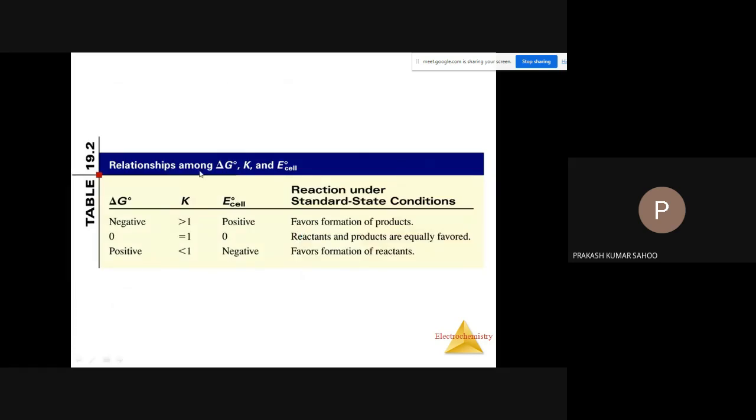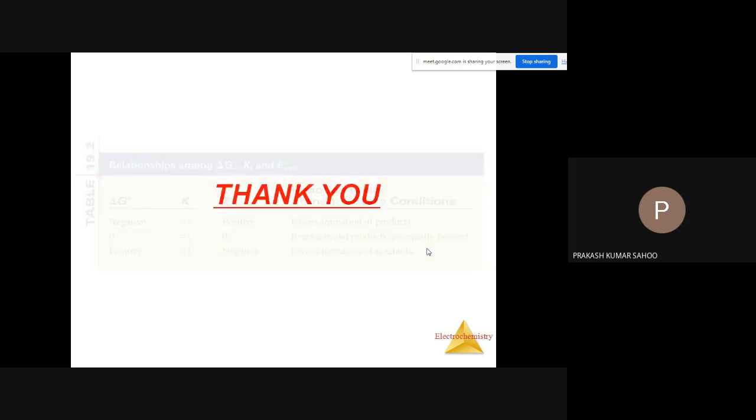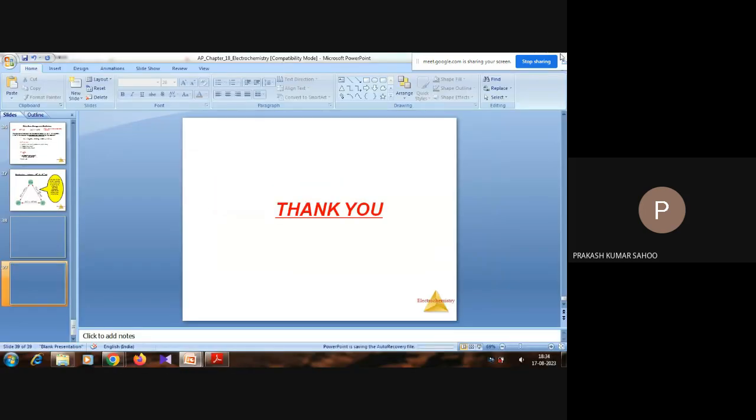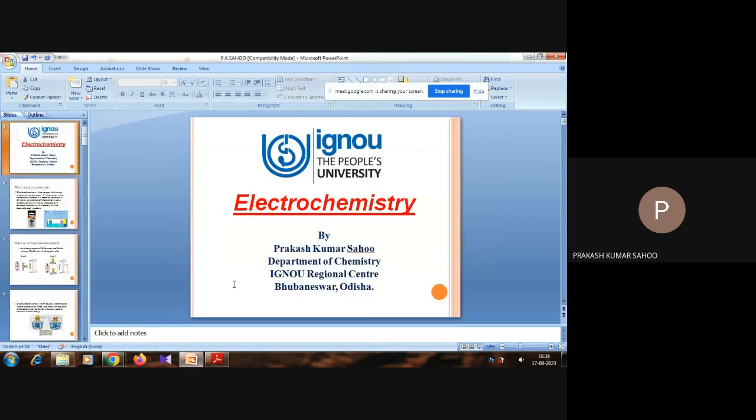So when del G is negative, the reaction is spontaneous and favors the product, E0 is positive, and the equilibrium constant is greater than 1. When it is 0, that means equilibrium is reached. Neither product nor reactant is favored more, and they are equally favored. When del G is positive, the reaction is shifted towards the reactant side, and the reaction is non-spontaneous. So these are the things in this PowerPoint presentation.